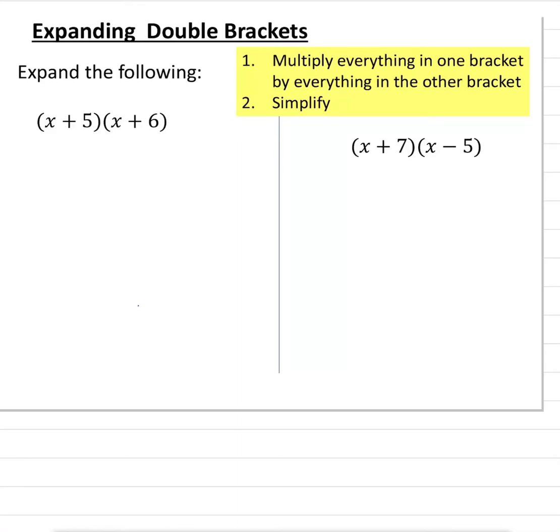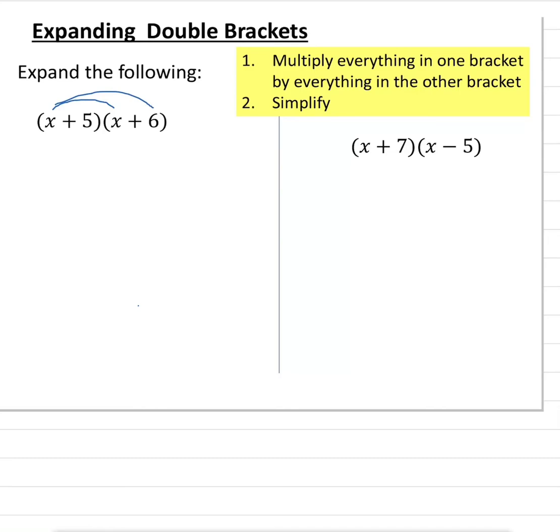In this video, I'm going to be going through with you how to expand double brackets. So when you have a double bracket question like we have here, you need to multiply everything that's in one bracket by everything that's in the other bracket. So in the first question here, we have x plus 5 multiplied by x plus 6. So let's multiply x by x and then x by 6.